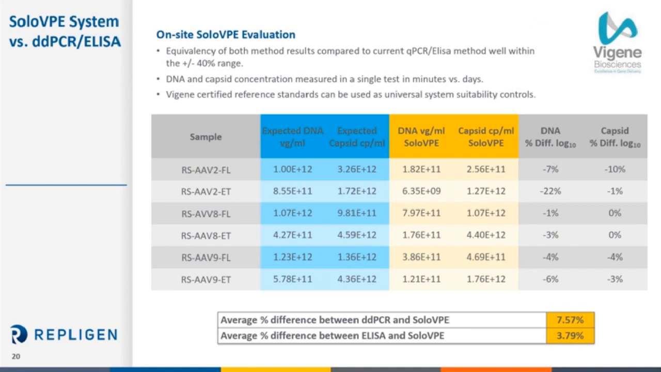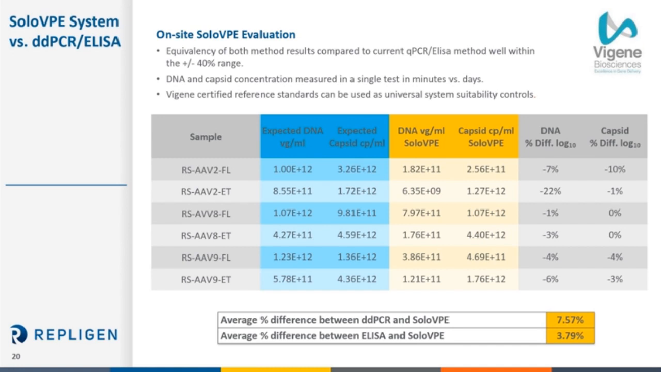The following step was purchasing their NIST traceable standards, which are off-the-shelf items, to understand just how well the Slope Spectroscopy methods compare to a certified standard. We looked at 3 different serotypes, both full and empty, and when comparing viral titer concentrations, we were well within the plus or minus 40% for the ddPCR and ELISA method, with an average being about 7.5% for ddPCR and 3.7% for the ELISA portion of the assay.